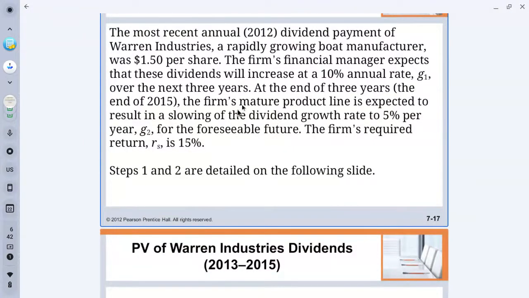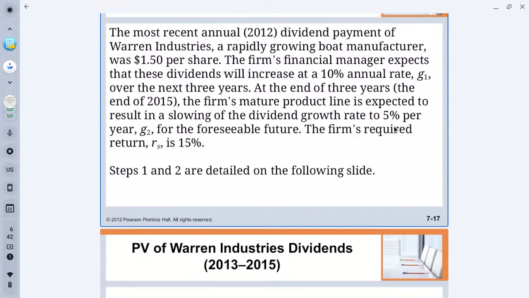a slowing. Now, this word is also important, like the rapidly growing versus mature. And what does mature mean? When the company is mature, then the sale doesn't grow that much. Very low growth potential, because the market is saturated. So the firm's mature product line is expected to result in a slowing of the dividend growth rate of 5%.